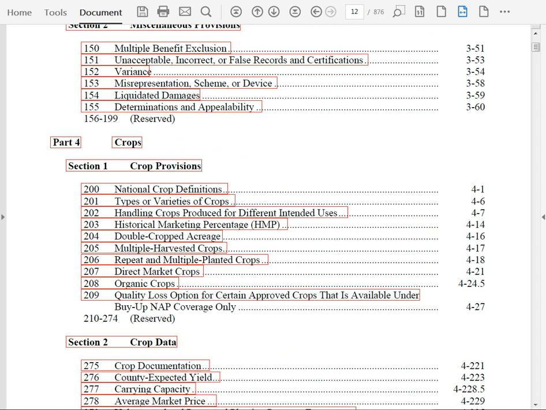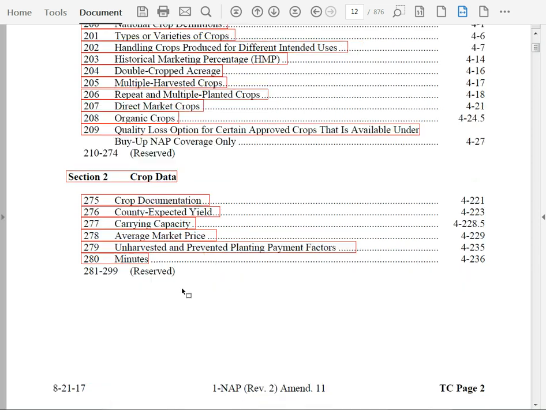And that does it for Part 4, Section 1, Crop Provisions. We've now covered all the different options that a producer has for making elections on their 471 application for coverage. We've looked at specific crop definitions and how different cropping scenarios can be handled differently from one another. In the next video, we're going to cover Section 2, Crop Data.